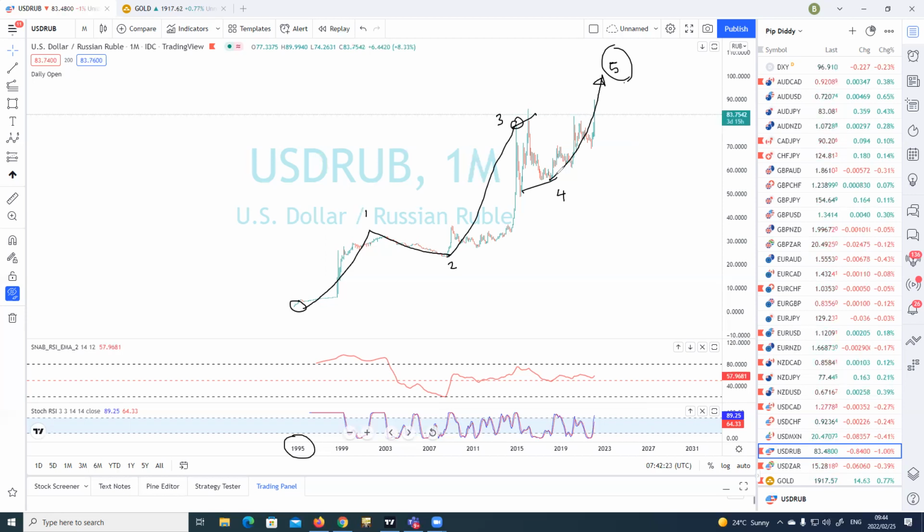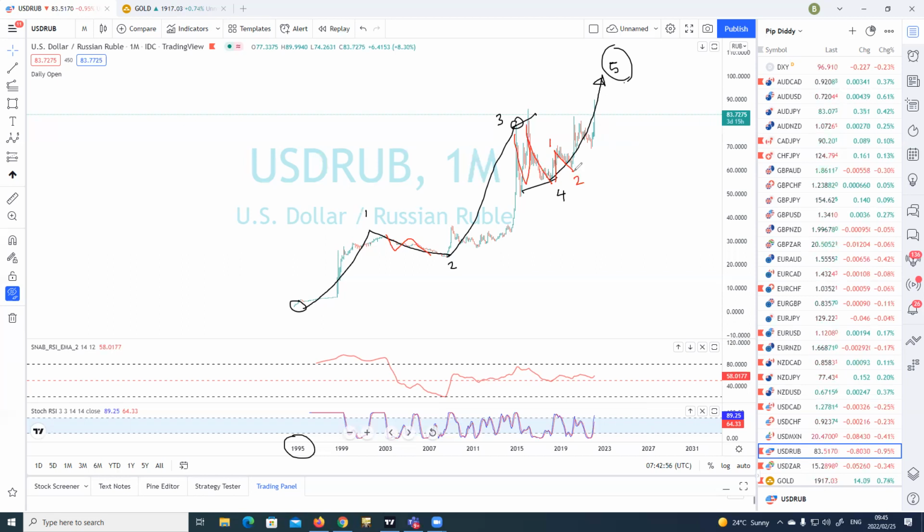So one could say that this was a 3-wave pullback in wave 2, and then we have what appears to have been an expanding flat in wave 3. Now, currently in our wave 5, we seem to have had wave 1, wave 2, right? And then we seem also to have a nesting here in our wave 3 of wave 5. So this would be wave 1 in 5, wave 2 in 5, right?